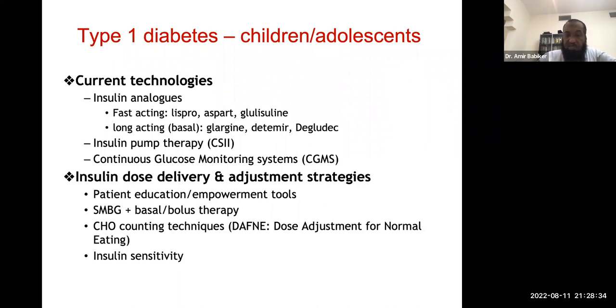In carb counting there is something called DAFNE trial, which is a dose adjustment for normal eating.